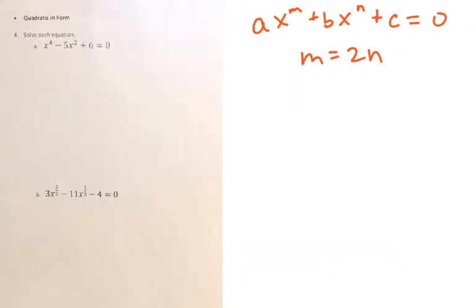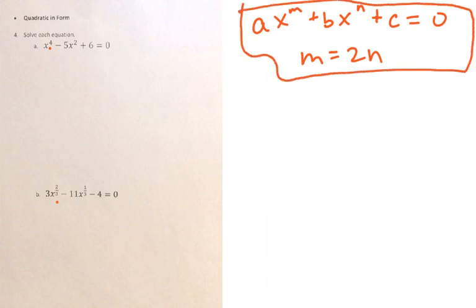So the last two equations we're going to look at are solving things that are in what's called quadratic form, which means that they're not quadratic equations. And if you see here, the degrees are not to the 2nd power, but they have the quality where they look like a quadratic equation. I wrote the general quadratic form equation on the right-hand side of your screen. The form is a times x to the m plus b times x to the n plus c equals 0. So it looks like a quadratic, and m has to be equal to 2 times n.